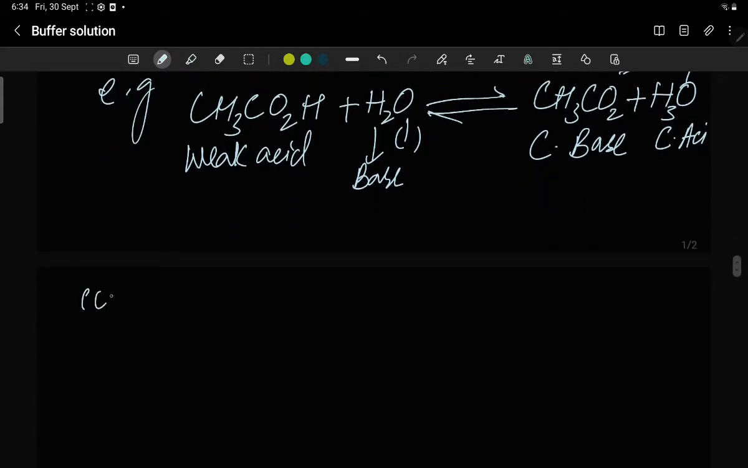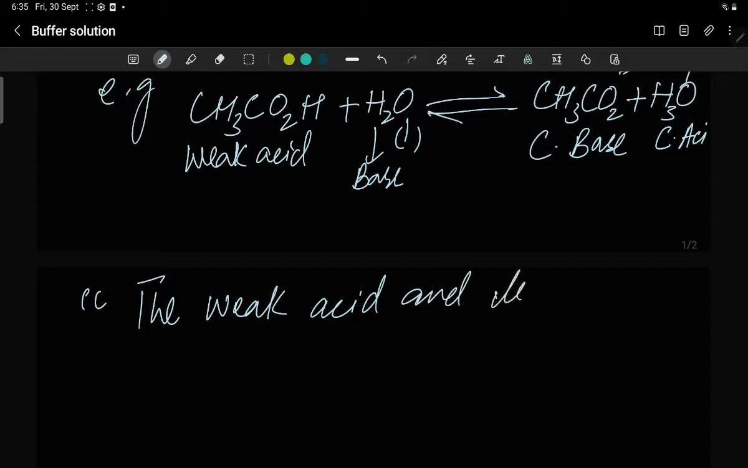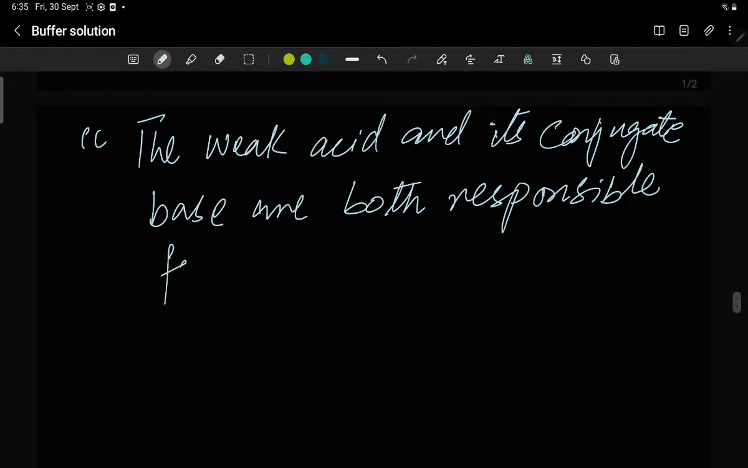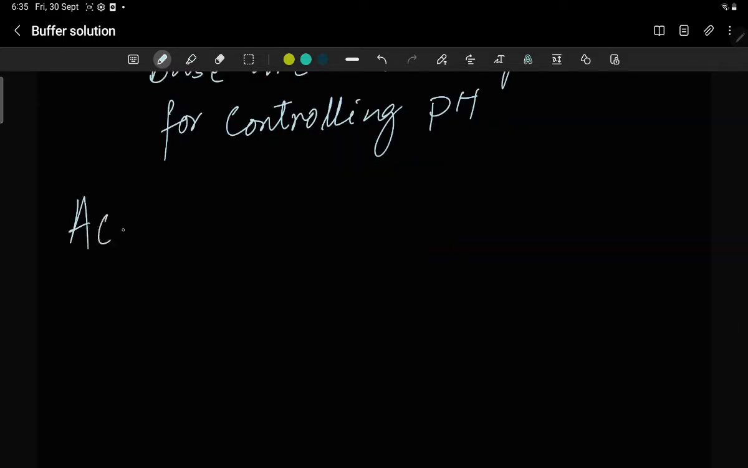So the weak acid and its conjugate base are both responsible for controlling pH. Action of buffer.